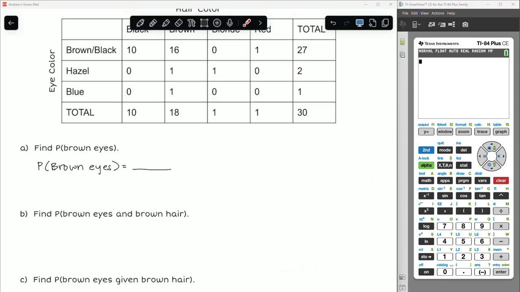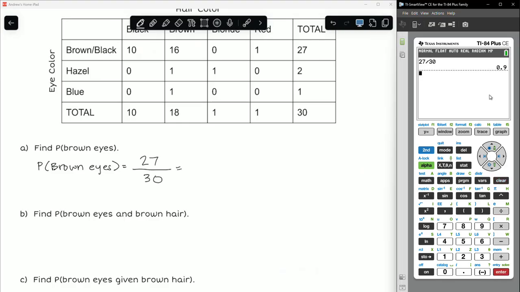Looking at my table, I can see that brown is here. My eye color is one of the rows. And if I read all the way out, I had a total of 27 brown-eyed students. They're broken down here by hair color, but that's the total number of brown-eyed students. So I had 27 brown-eyed students out of 30 students. We'll do 27 divided by 30, and I get 0.9. So 90% of the students in that class period have brown eyes.